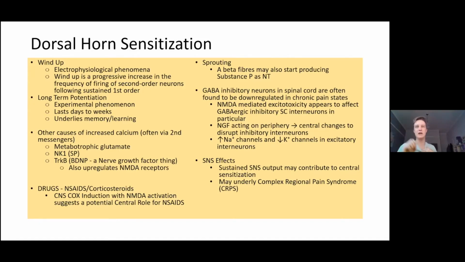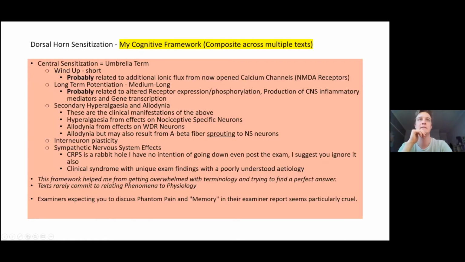As well as these A beta fibers forming new connections, there's some thought that they may actually have a change in the types of neurotransmitters they produce. They might actually start producing substance P. And then this stuff here, I wouldn't stress too much about it, but that's about the only explanation I found for what might underlie the changes in interneurons within the spinal cord. And that's like a dot point or a sentence across 5 or 10 textbooks.